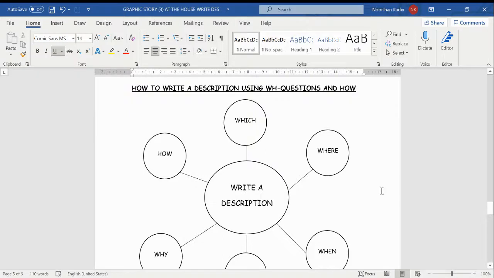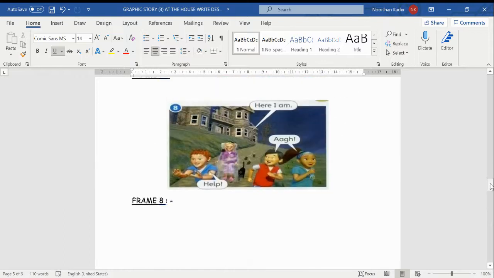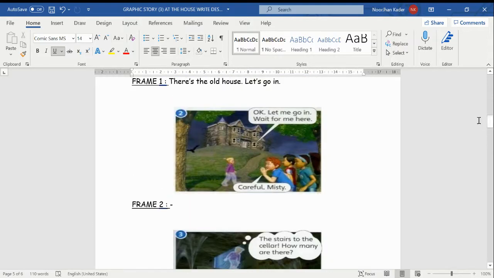So first thing we have here. Okay, write a description. So before you write a description, you have to question. You have to answer the questions which, where, when, what, why, and how. Okay, so these questions you have to answer based on each frame of the graphic story.